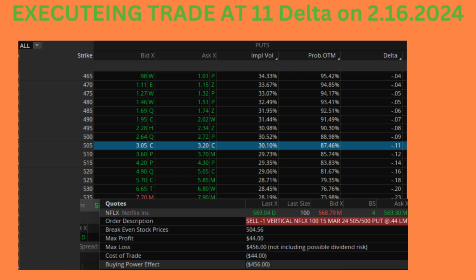It has the break even price, which is $504. The maximum profit for this trade is $44. The maximum loss is 456, and the buying power effect is 456. That's what it costs to do this trade. And at the top in the red, it shows the strike prices of 505 and 500 with the expiration date on the 15th of March 2024.